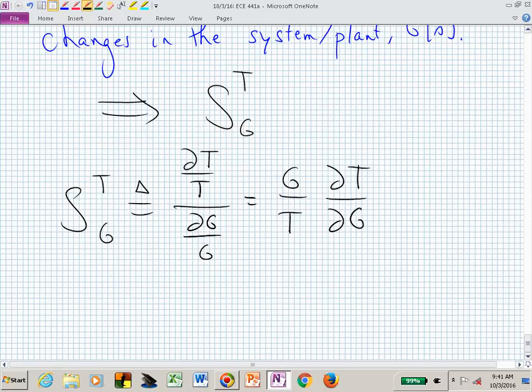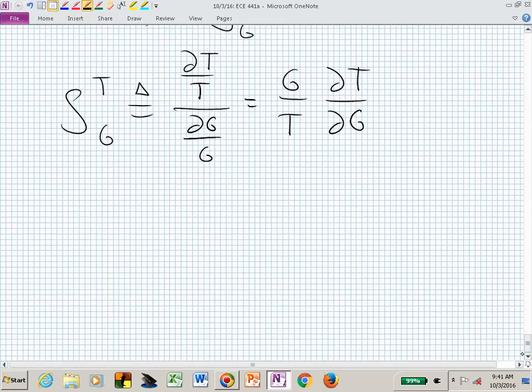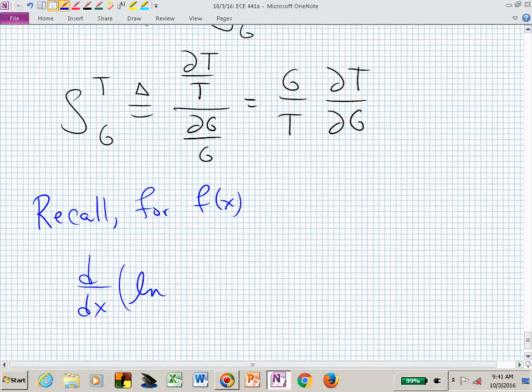So we take the partial of our transfer function with respect to G, and we multiply that by our system G, or plant, and divided by the transfer function T. That will be our sensitivity of T with respect to G. And we can find another equivalent expression by going back to our calculus days, where we're now looking at the derivative of the natural log of f of x with respect to x. What is that? That's 1 over f df dx.